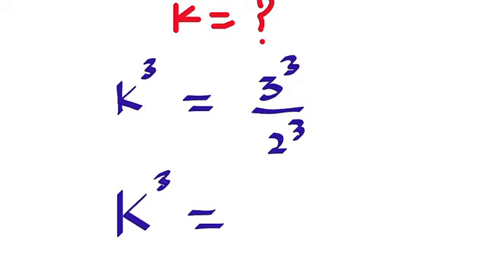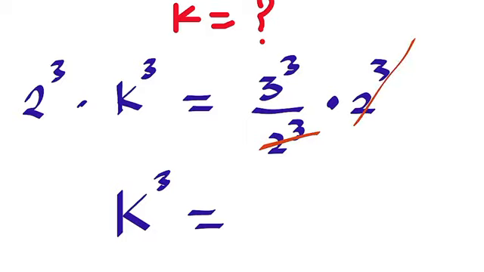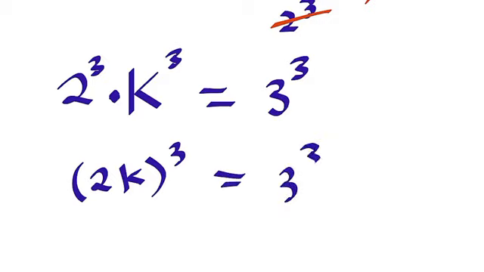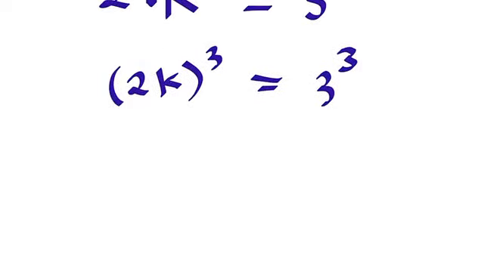So from there, we're going to have k to the power of 3 equals... I will multiply both sides by 2 to the power of 3. From there, you see that this will cancel this. So we are going to be left with 2 to the power of 3 multiplying k to the power of 3, and everything here will be 3 to the power of 3. So now the next thing we're going to do is that we're going to have 2k all to the power of 3, because 2 and k are sharing the same power, which is 3, then equals 3 to the power of 3.